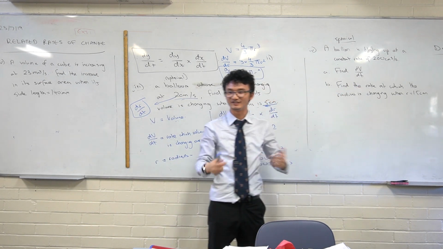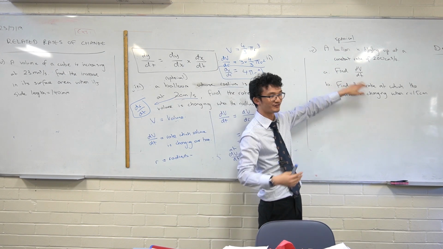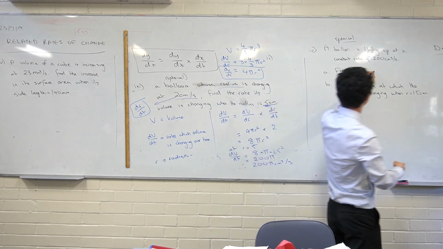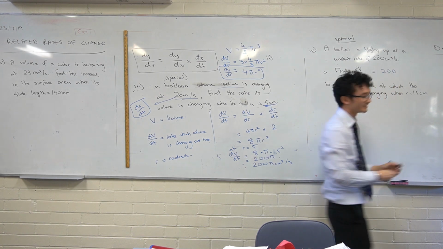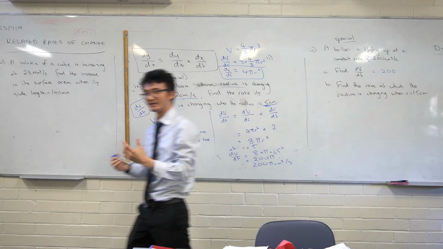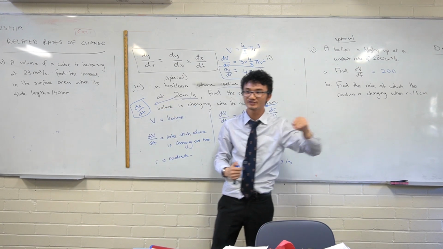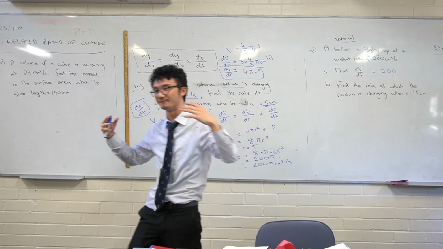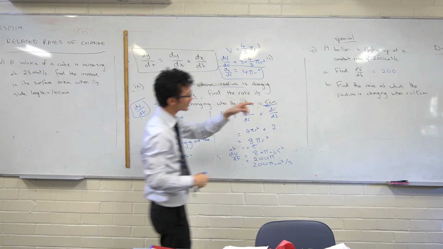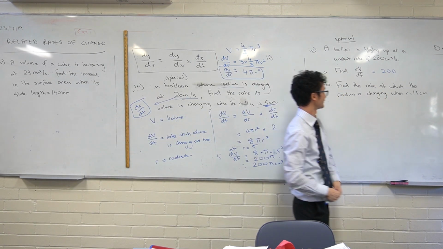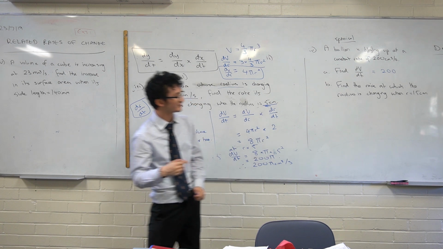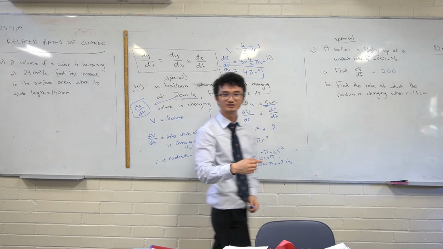Right? So dV/dt, the change of volume with respect to time, is actually just 200. Just to check that we actually know what we're doing here, rather than trying to overthink things, do we actually know what dV/dt represents? That represents how the volume is changing over time. Okay. But part B is something slightly different. It's saying find the rate at which the radius is changing when r equals 15 centimeters.